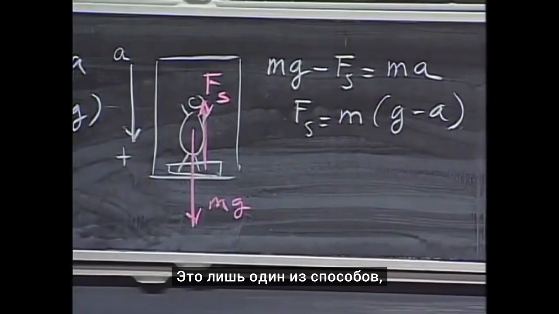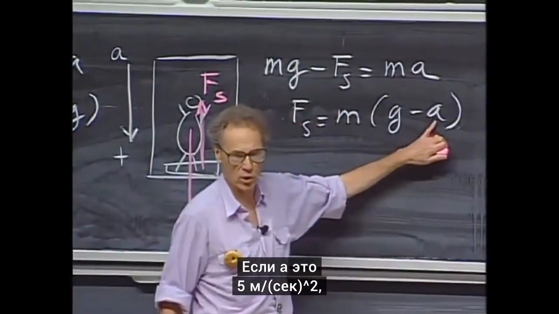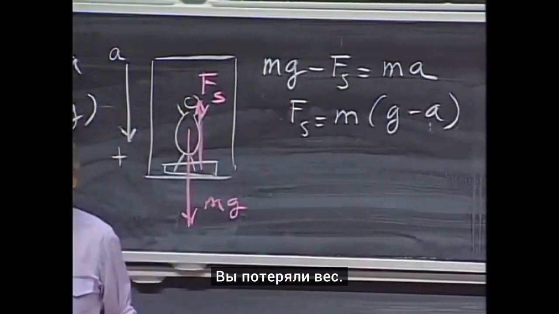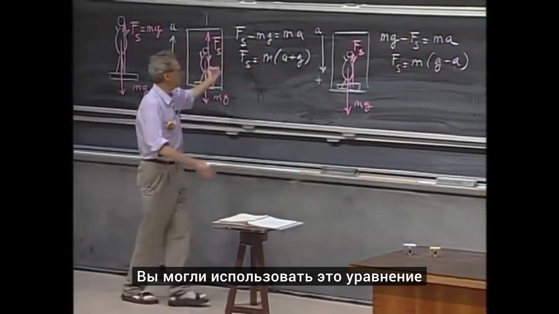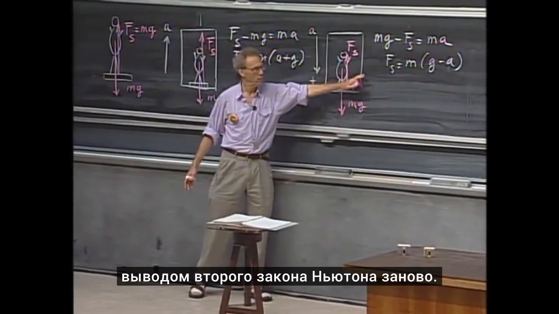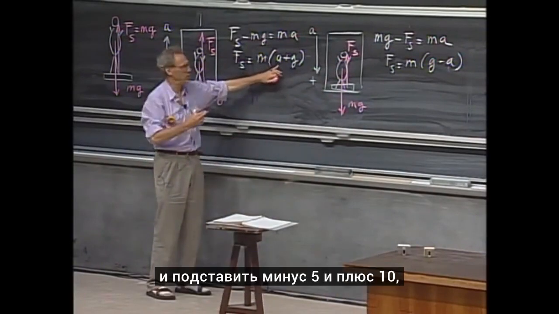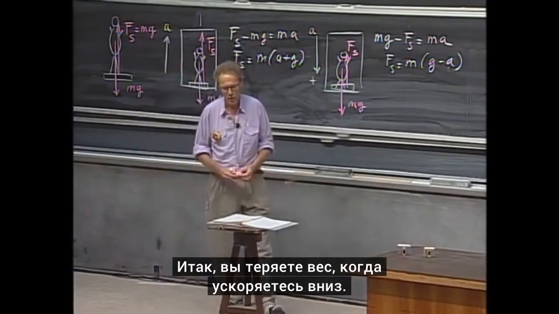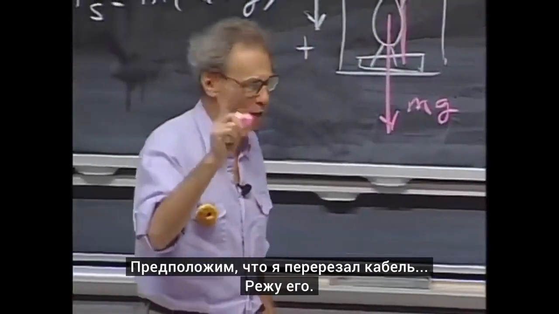This is one way of doing it, and you put in positive values for a. If a is 5 meters per second squared, you get 10 minus 5 is 5. Your weight is half. You've lost weight. Being accelerated down, you've lost weight. You could also have used the earlier equation and not go through this trouble of setting up Newton's law again. You could simply have said, okay, this a is minus in this coordinate system, and so you put in a minus 5 and a plus 10, you get the same answer. So you have lost weight when you accelerate downwards.